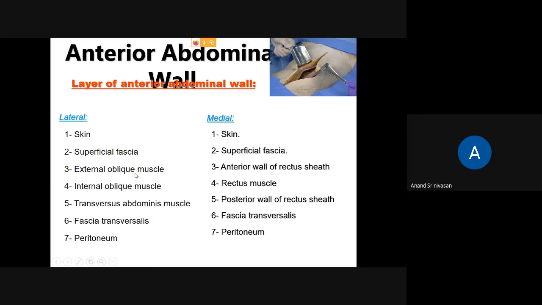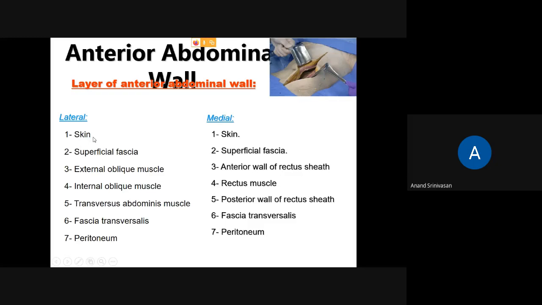Why? Because after the surgery, when you are closing, say you are doing some surgery in the abdomen, you are passing through the layers, so you should also close the abdomen in layers. So first you need to close down the peritoneum, fascia transversalis, transverse abdominis, internal oblique, external oblique, superficial fascia, and skin.